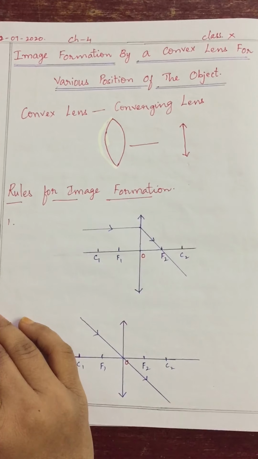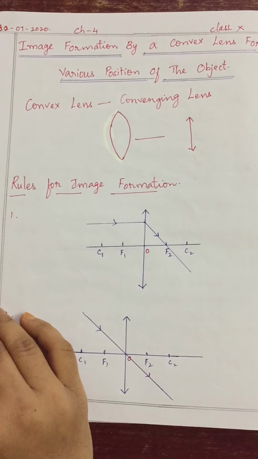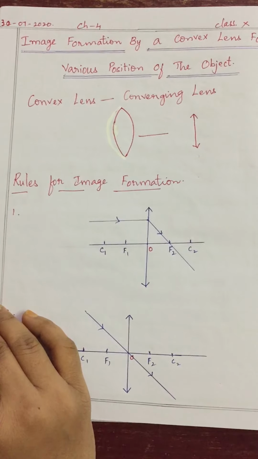Children, in the previous class we have learned about different types of lenses. Now we will learn about image formation by a convex lens for various positions of the object. That means when we place the object at different places, we will see where the image forms. This is a convex lens. A convex lens is also called a converging lens, and this is the symbol of a convex lens.